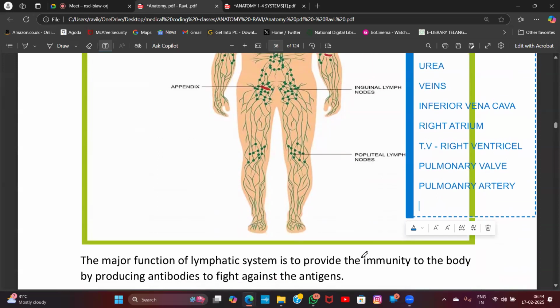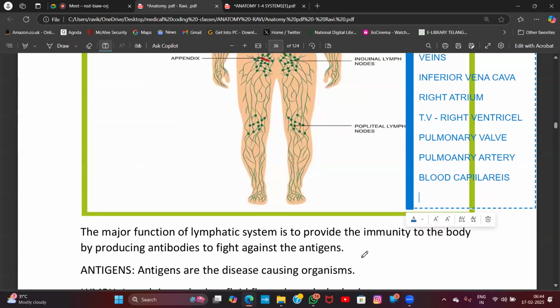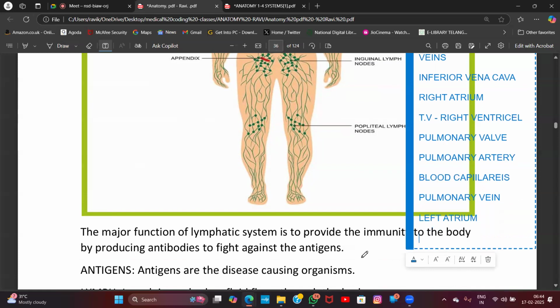pulmonary artery, to the blood capillaries, where the exchange of gases, external respiration, happens. After external respiration, the waste material like urea goes to the pulmonary vein. Through the pulmonary vein it reaches the left atrium. From the left atrium, through which valve? The bicuspid or mitral valve, it reaches the left ventricle. From the left ventricle it reaches the aortic valve, then the aorta.